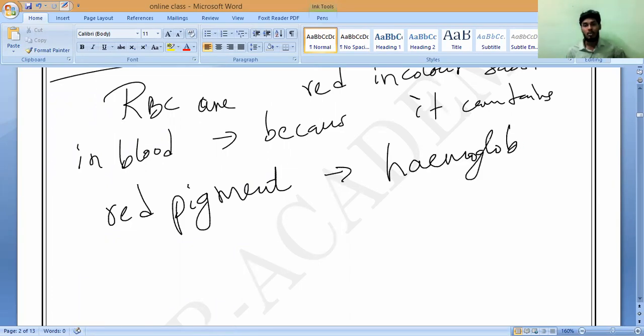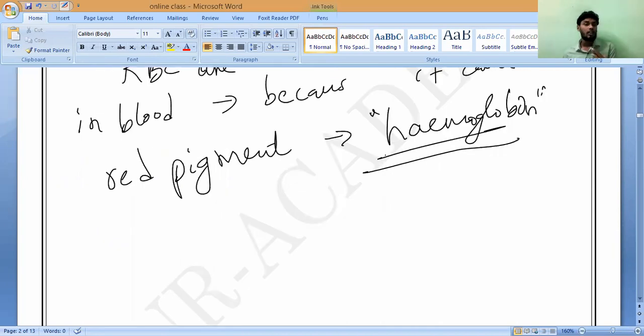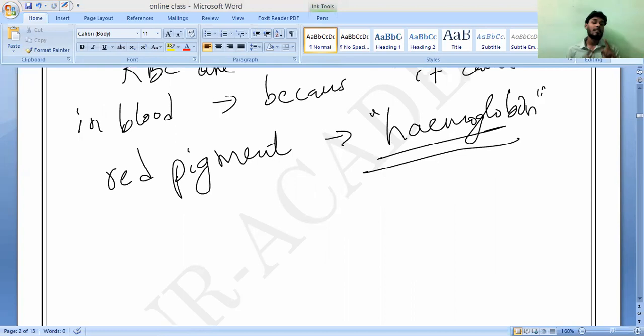So due to the hemoglobin only, the RBC looks red, and even blood looks red because each drop of blood contains about 5 million of them. So that is red blood cells. Red blood cells are red in color due to the presence of a red pigment, hemoglobin, present inside them.